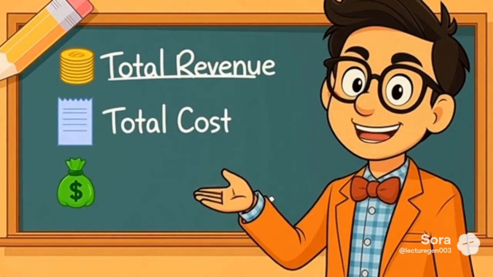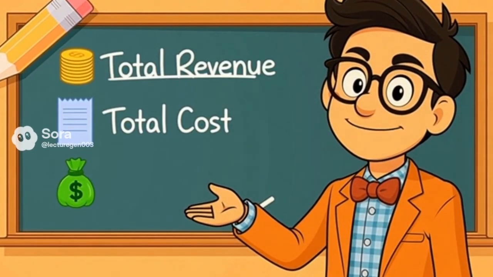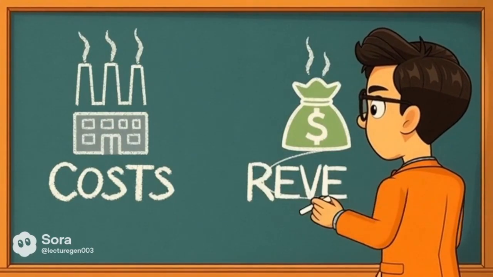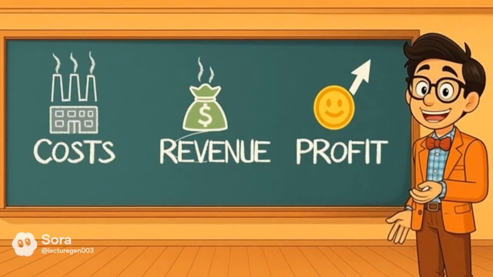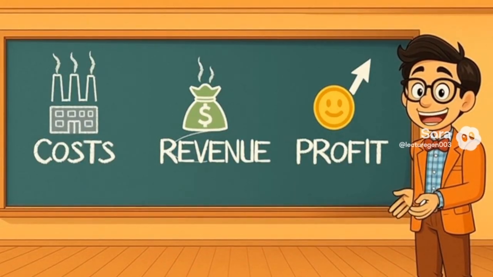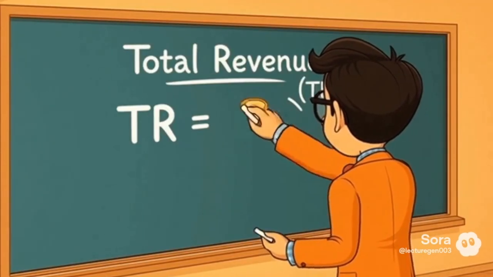Hello everyone. Today, we'll look at how firms measure their performance using total revenue, total cost, and profit. Understanding these three concepts helps us analyze how businesses make production decisions and determine whether they're earning enough to stay in business. Let's start with total revenue, or TR.